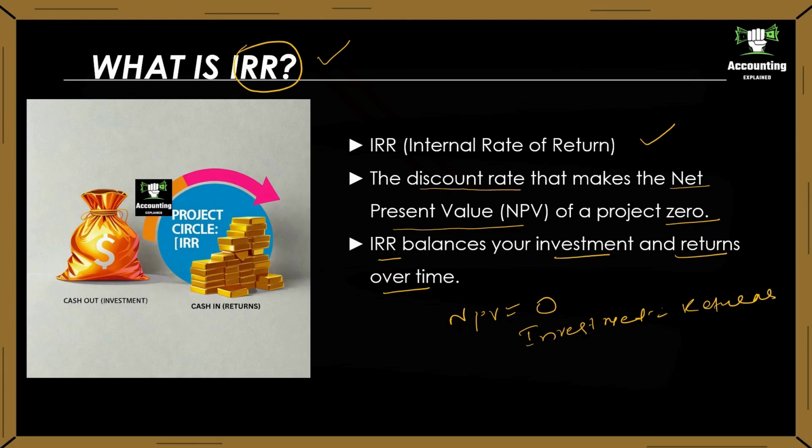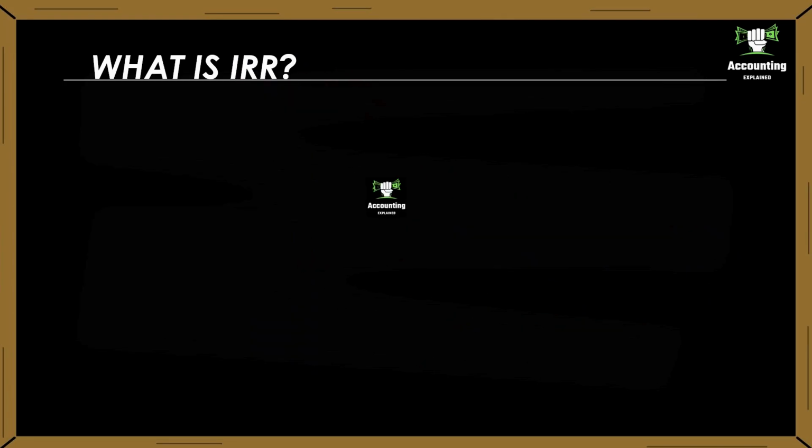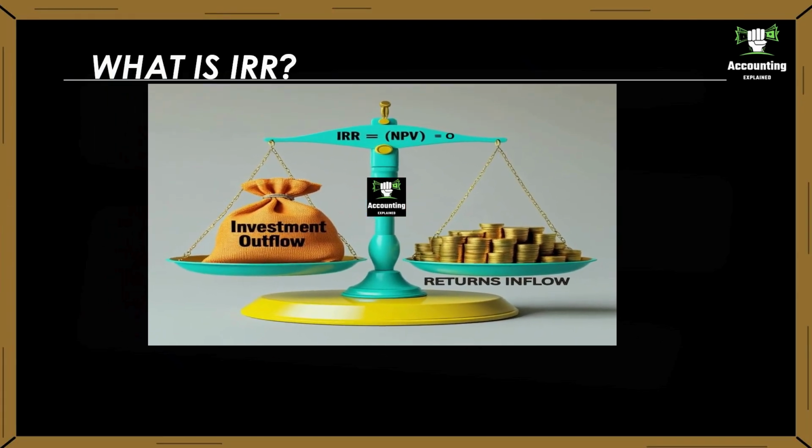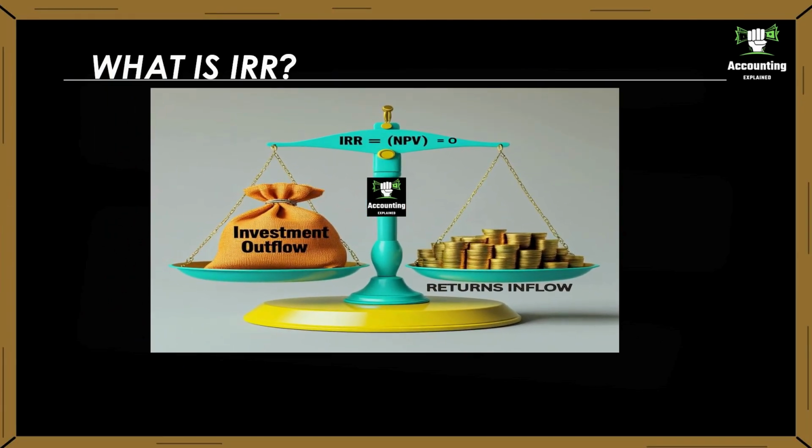See here, cash out is the investment. This is your cash outflow, and in the project cycle, you will get cash in returns. So IRR is a discount rate at which your cash outflow will equal the cash inflow. Let me explain IRR with this simple balance. Your initial investment, the cash outflow, is balanced by your future returns, that is the cash inflow. IRR is the rate that makes these cash flows exactly even over the life of the project. So your NPV will be equal to 0.